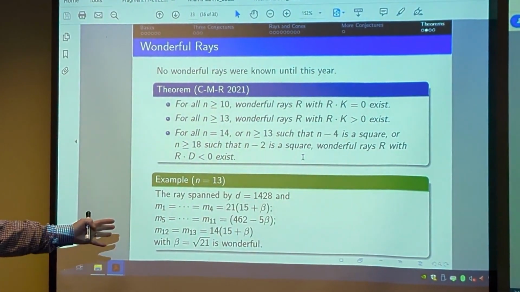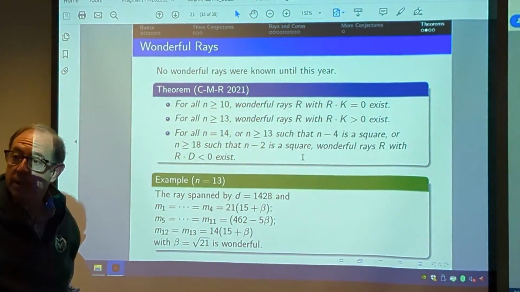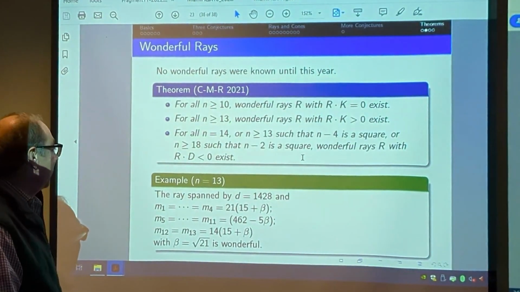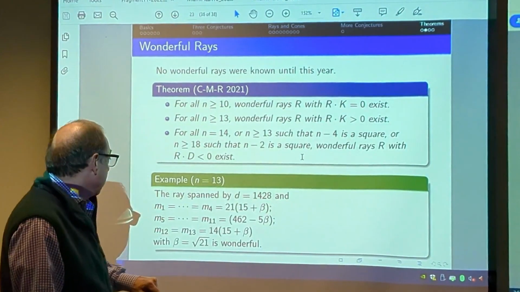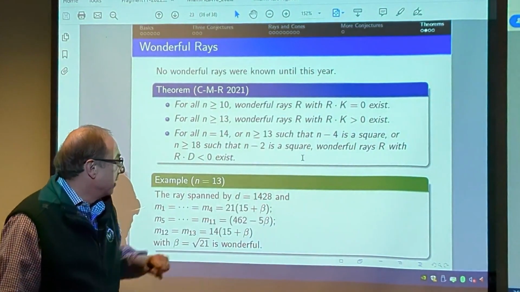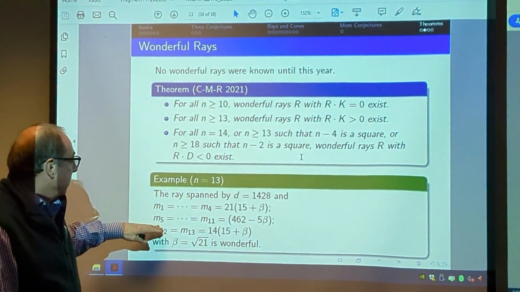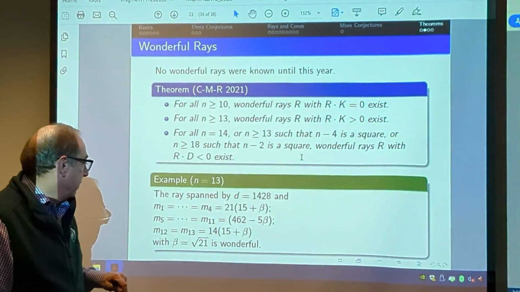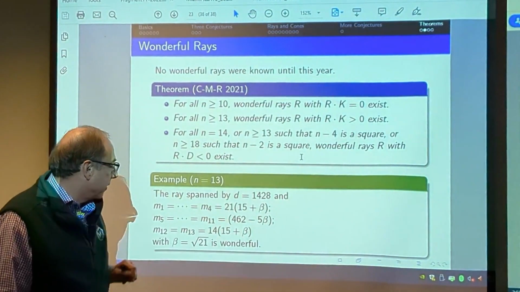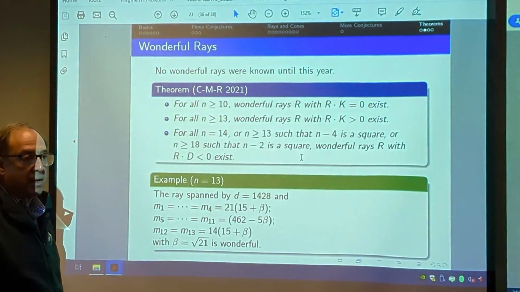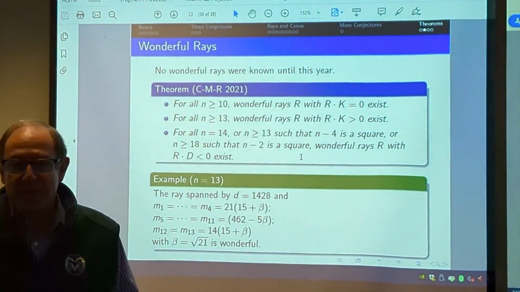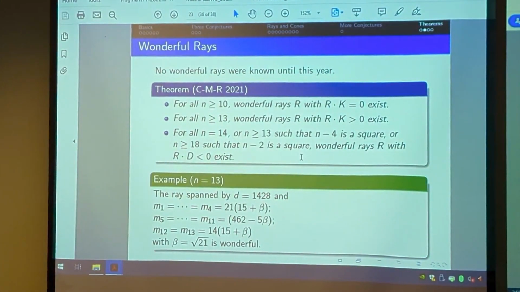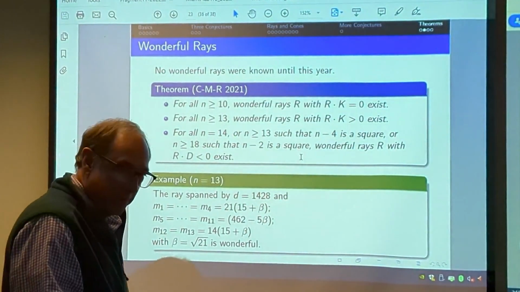And here's an example. This is the simplest example we can find. Okay? So the degree is 1428. 4 multiplicities equal to that. 7 multiplicities equal to that. And the last two multiplicities equal to that, where beta is the square root of 21. Okay? It's clearly an irrational ray. You gotta give me that. What we claim is that it is wonderful.